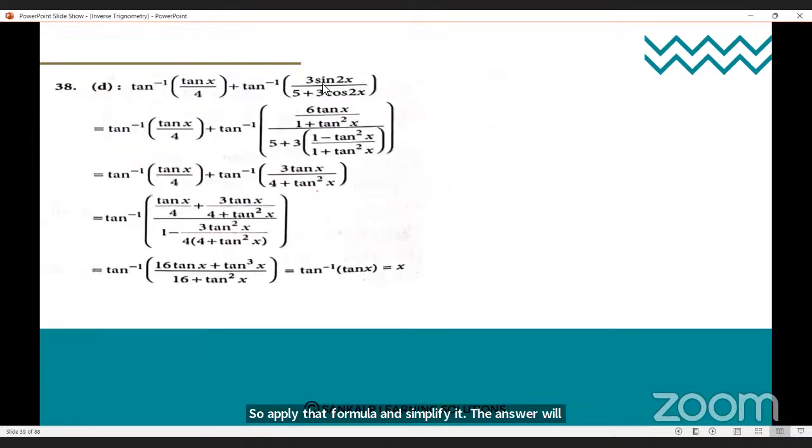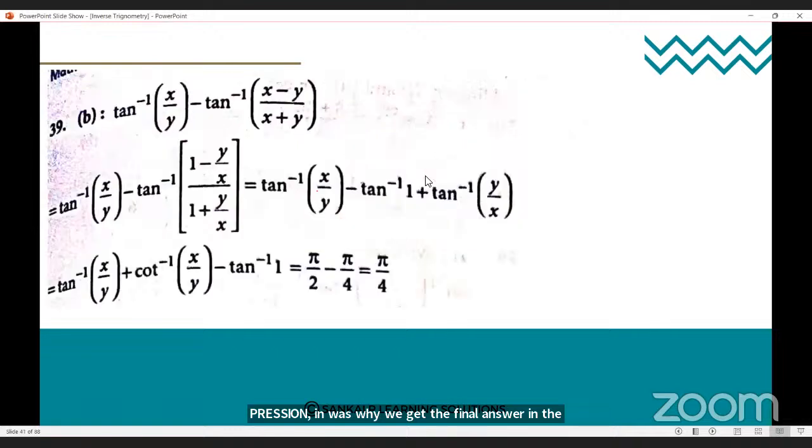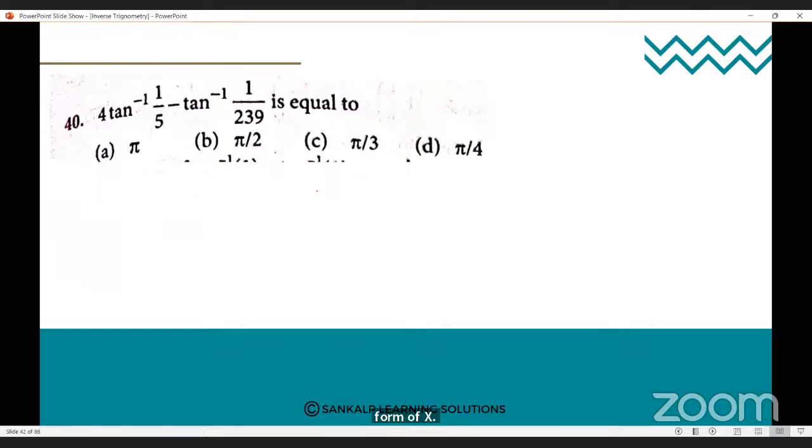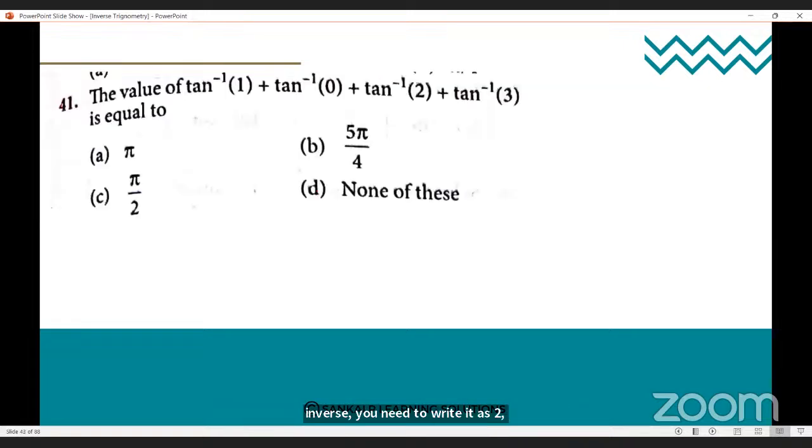Apply the formula. For sin 2x, we need to substitute it in terms of tan. It will be 2 tan x upon 1 plus tan square. And cos 2x, trigonometric formula, will be 1 minus tan square upon 1 plus tan square. So on substituting and simplifying, we get this. And on simplifying by making use of tan inverse x plus tan inverse y, we get the final answer in the form of x. This we have done directly. Yes, we have 4 tan inverse, you need to write it as 2 into tan inverse x and simplify it. The answer will be equal to pi by 4.